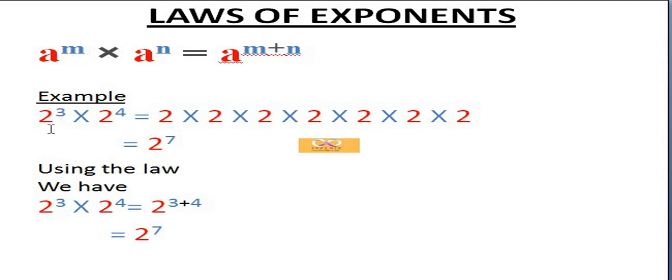So the first one says that 2 to the power 3 multiplied by 2 to the power 4. If you see over here, the base is same. So I will expand this as 2 to the power 3. So 1, 2 and 3 times I have multiplied 2 by itself.